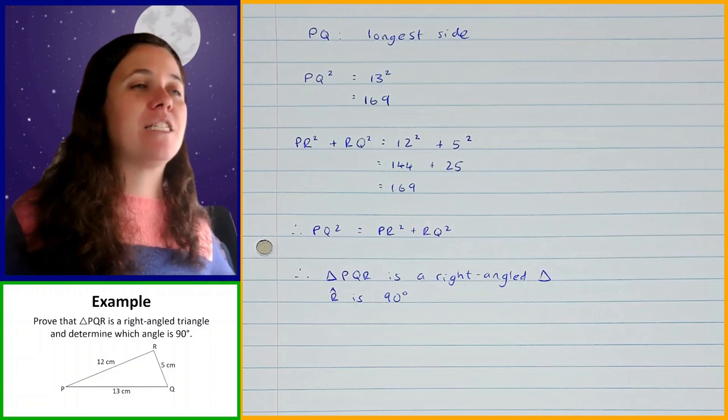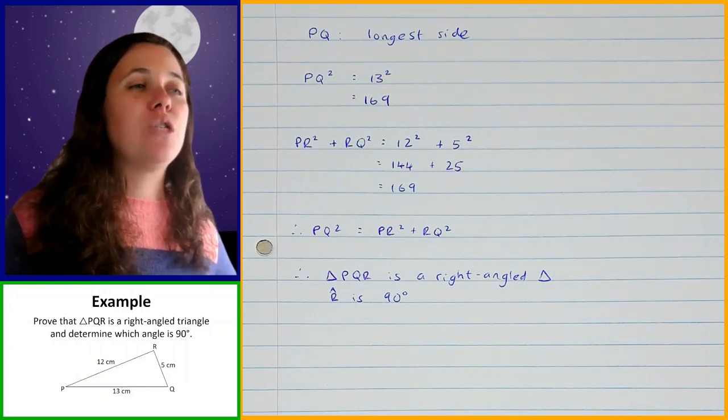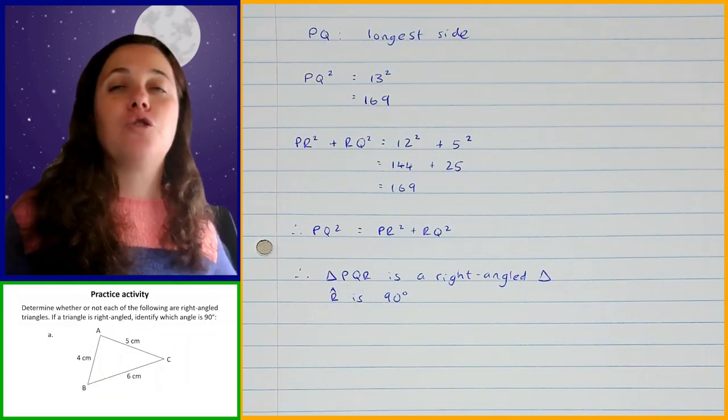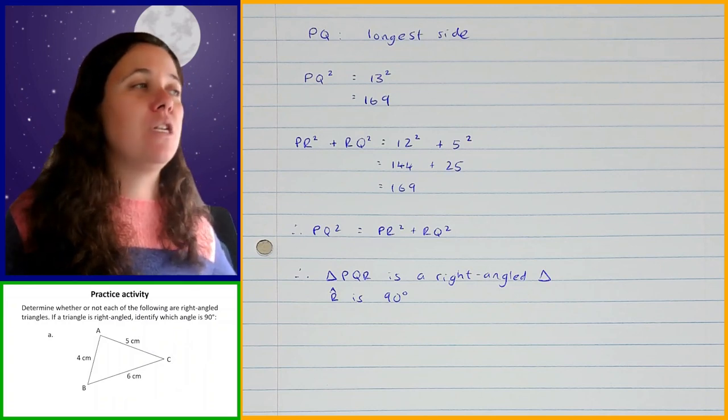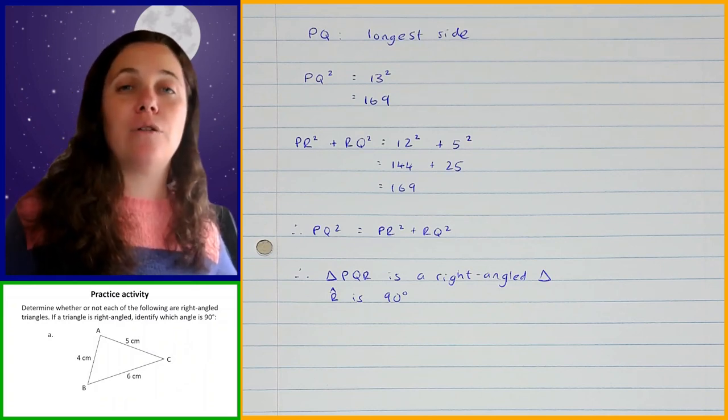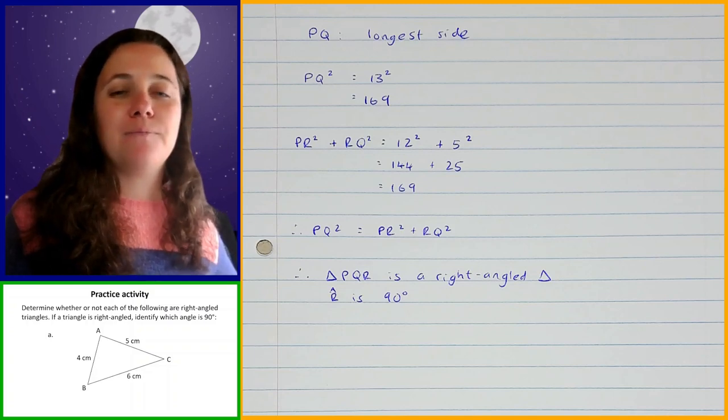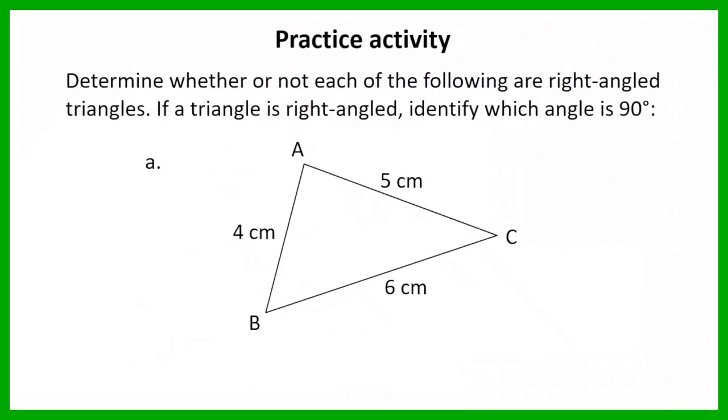Okay, so now you're going to do a couple for yourself, where you're going to prove whether or not triangles are right angle triangles, and you also need to identify, if it is a right angle triangle, which angle is 90 degrees. Okay, so over here, you have got question A. Triangle ABC, where AB is 4 centimeters, BC is 6 centimeters, and AC is 5 centimeters. And you need to first determine whether or not this is a right angle triangle. And if it is, you need to identify which angle is 90 degrees. I'm going to give you 2 minutes to work on that.